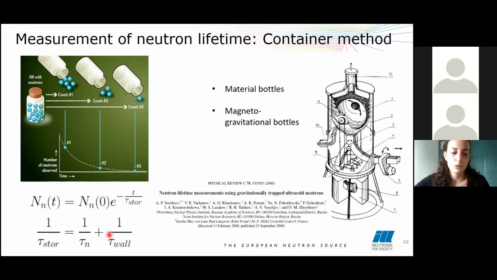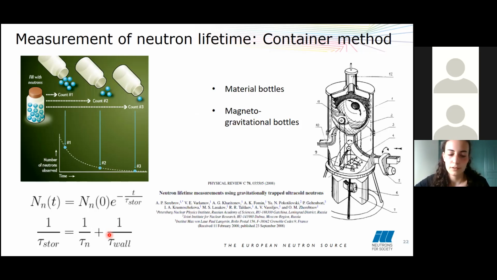And so there are several kinds of bottles. There are material bottles, which rely on the fact that substances which have a positive scattering length will cause a repulsive pseudo-potential for the ultra-cold neutrons. There are also gravitational bottles, which rely on the fact that the strength of the gravitational interaction between ultra-cold neutrons and the gravitational field is comparable to the effective Fermi potential for most materials.